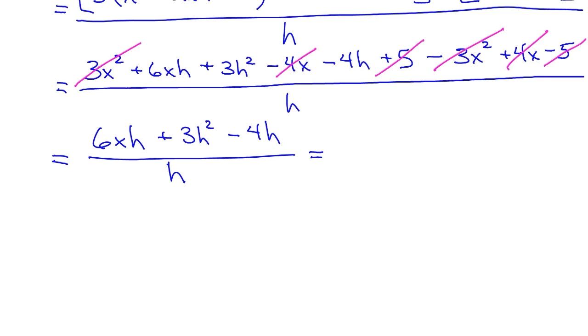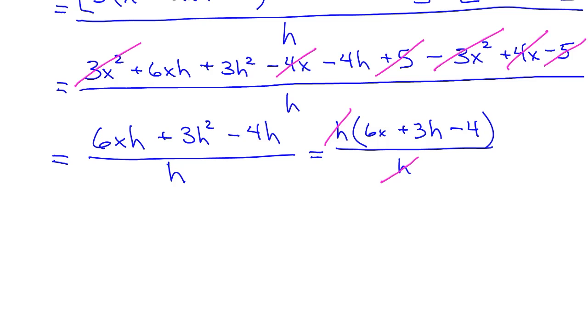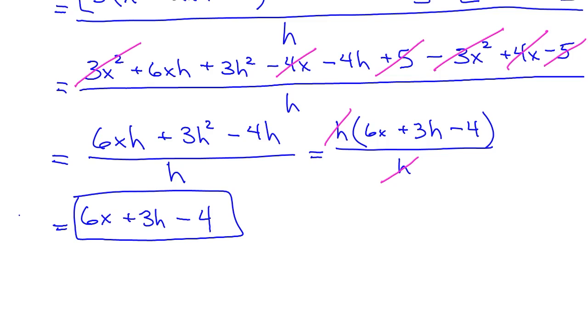Second part of doing this correctly is there should be an h that factors out on top, and there is. Notice that each of these three terms has an h. So we're going to get 6x plus 3h. This was h squared, so when I factor out one of the h's, I get an h left over. The last term was negative 4h, so that's going to leave me with a negative 4 over h. H's cancel. And that leaves me with 6x plus 3h minus 4. That's the difference quotient. There it is.